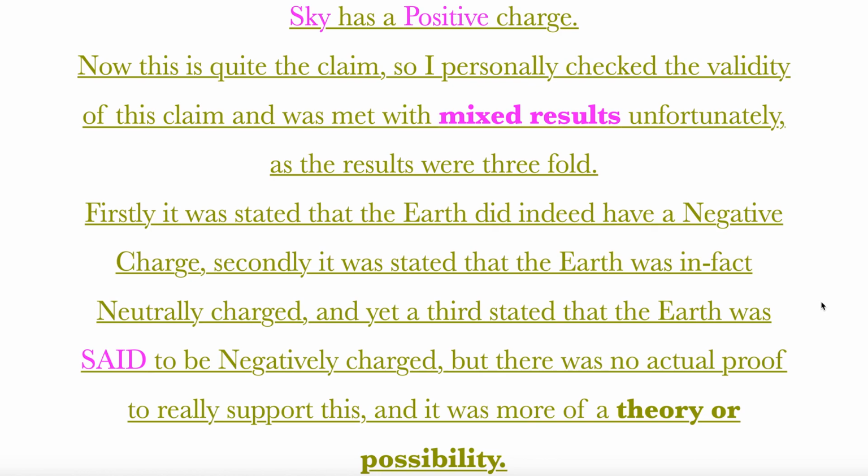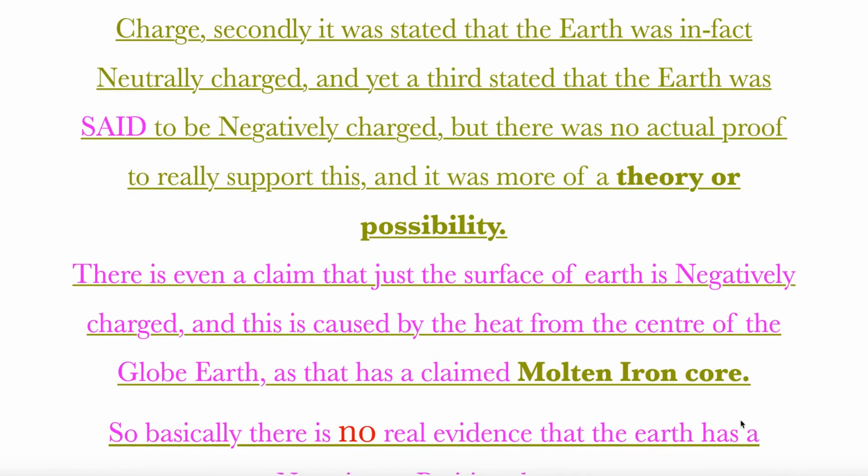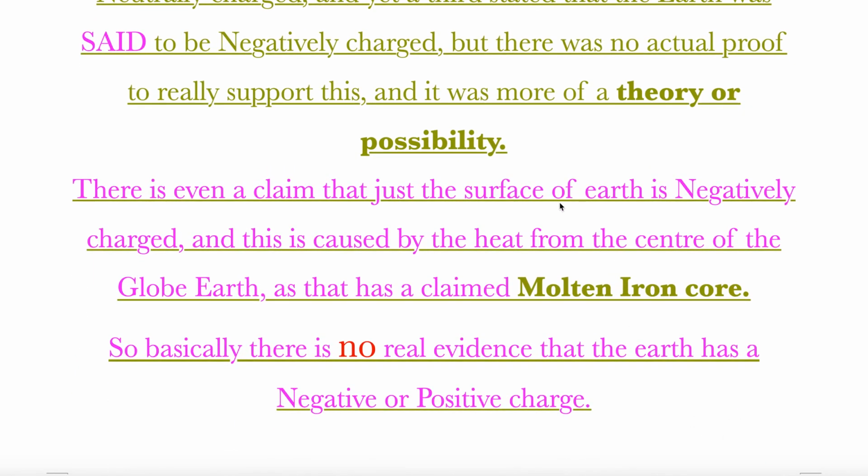Firstly, it was stated that the Earth did indeed have a negative charge. Secondly, it was stated that the Earth was in fact neutrally charged. And yet a third stated that the Earth was said to be negatively charged, but there was no actual proof to really support this, and it was more of a theory or possibility. There is even a claim that just the surface of Earth is negatively charged, and this is caused by the heat from the centre of the globe Earth, as that has a claimed molten iron core.